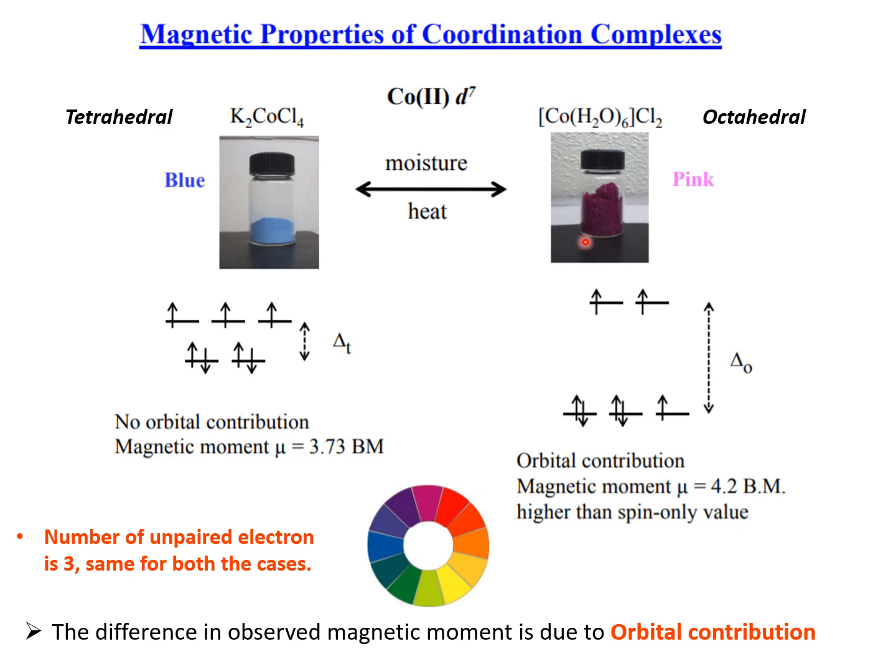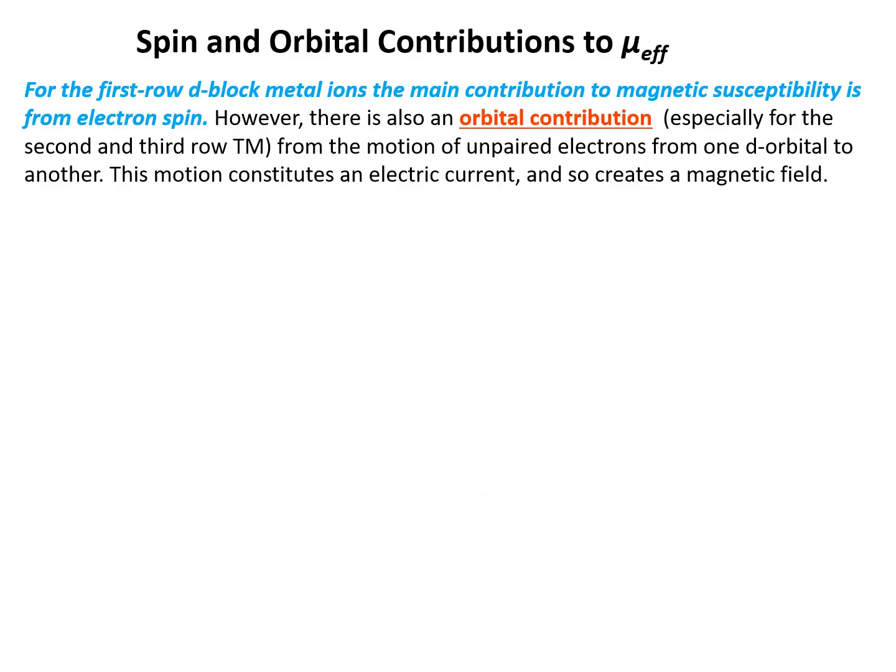So in terms of color, the tetrahedral complex is blue, whereas the octahedral complex is pink. The tetrahedral complex is blue in color because of the magnetic moment value. Here it is 3.73, whereas here it is 4.2. Not only that, based on the number of unpaired electrons, here you can see 3, here you have 3. So the number of unpaired electrons is 3 in both the cases, but the observed magnetic moment is due to orbital contribution.